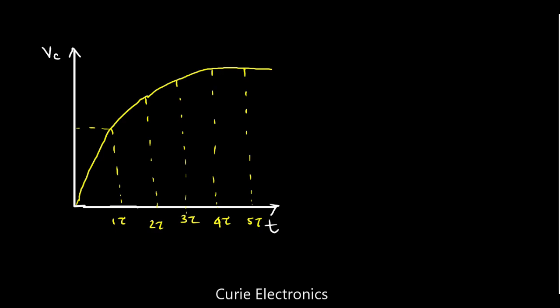So the capacitor charges to 63.2% of V naught at one time constant, and at the second time constant it is going to charge to 86.5%. These two time constants, it is better if you know them. Okay, so here it is.